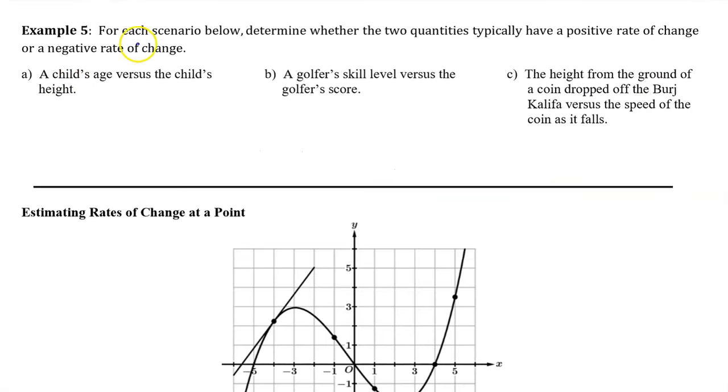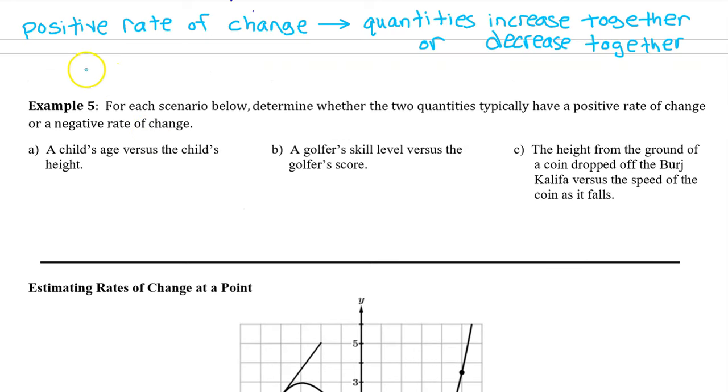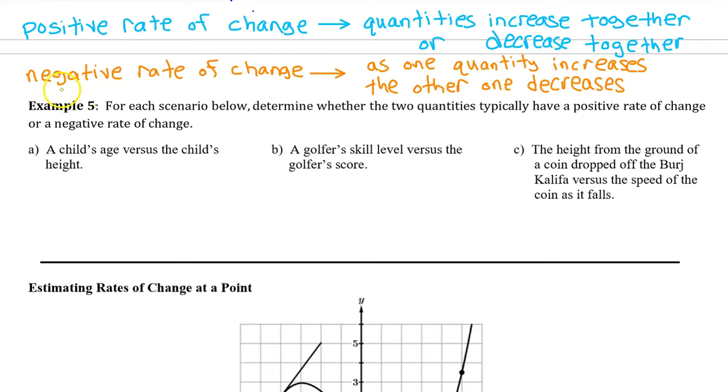Example 5. For each scenario below, determine whether the two quantities typically have a positive rate of change or a negative rate of change. Two quantities will have a positive rate of change if the quantities increase together or decrease together. Two quantities will have a negative rate of change if, as one quantity increases, the other one decreases. Part A. What about a child's age versus the child's height?